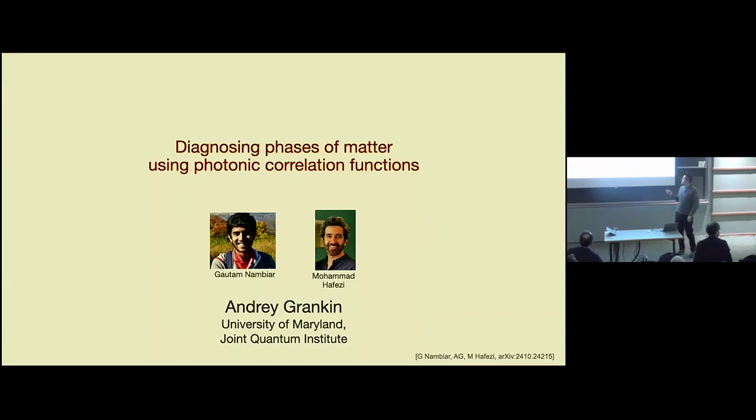This work has been performed at the University of Maryland in the group of Mohammed Hafezi, in collaboration with Gautam Nambiar, who is the leading author of this research.